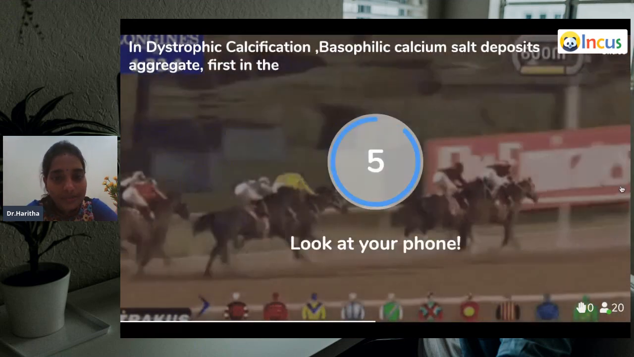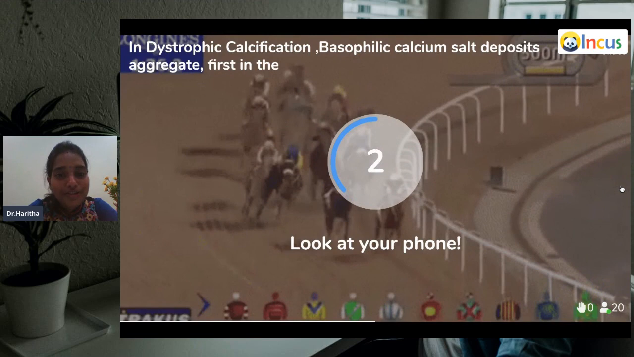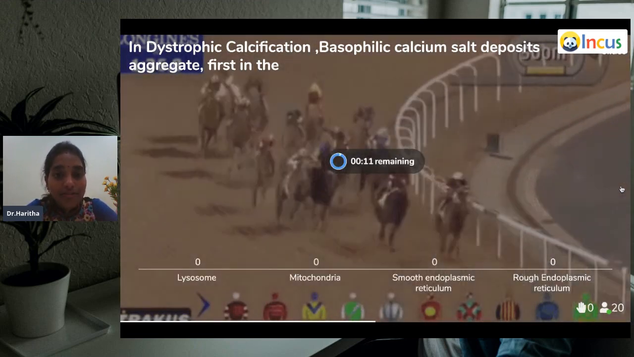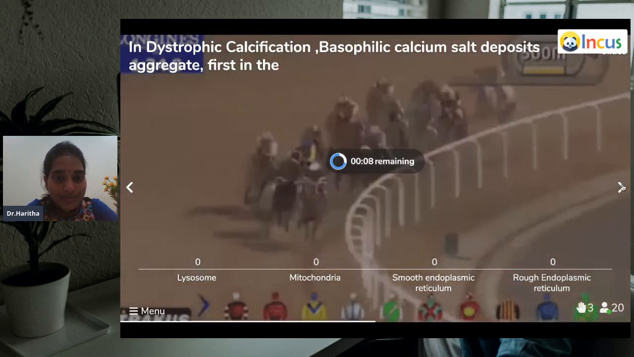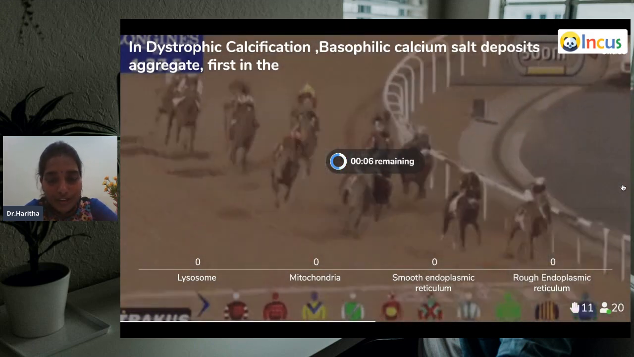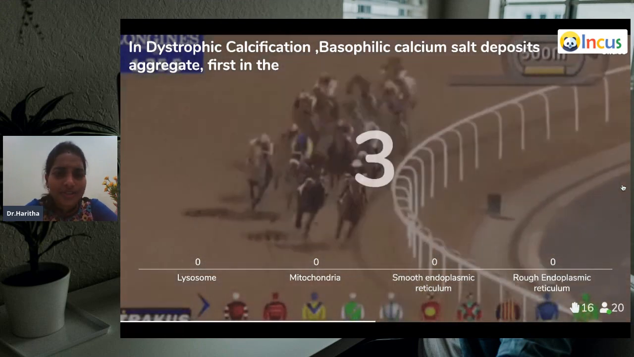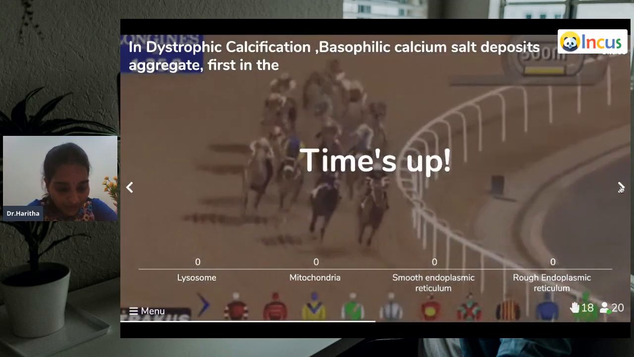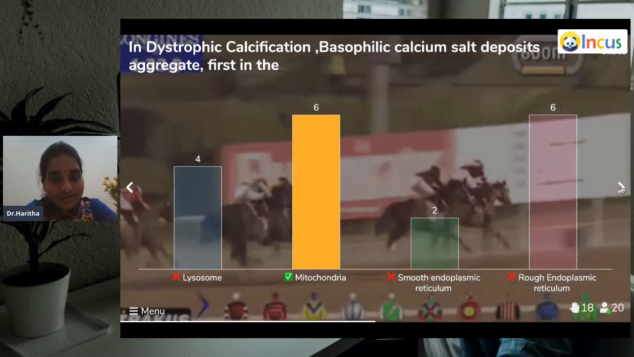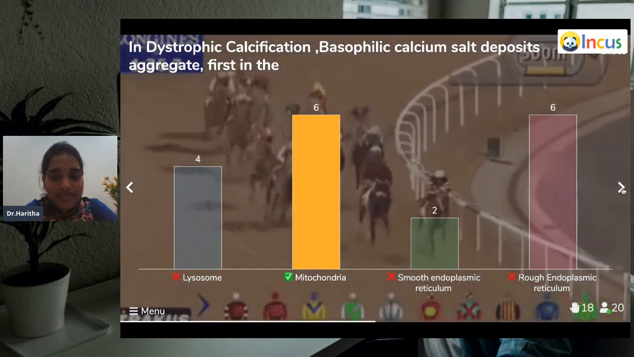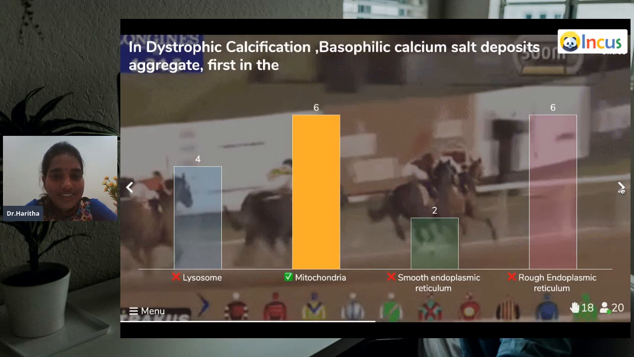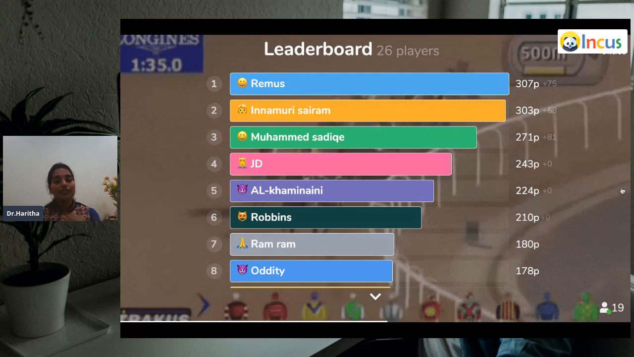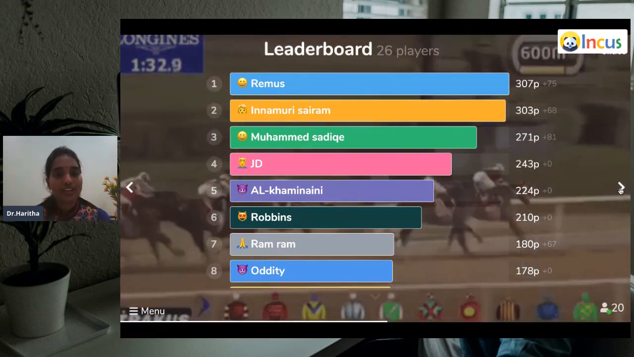JD, Inamosaram. It's dystrophic calcification. Basophilic calcium salt deposits aggregate first in which? Lysosome, mitochondria, smooth endoplasmic reticulum, rough endoplasmic reticulum. This is a blind answer. You should get it right. Dystrophic calcification. Yes, I'm happy. Majority wrote mitochondria. The answer is mitochondria. So I hope you remember dystrophic calcification and metastatic calcifications.